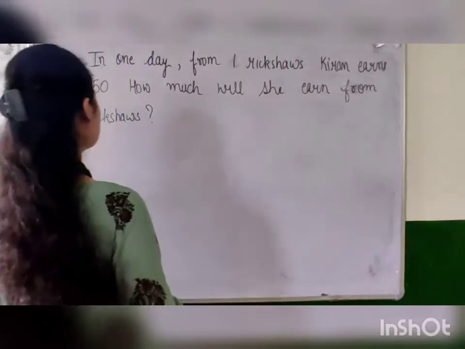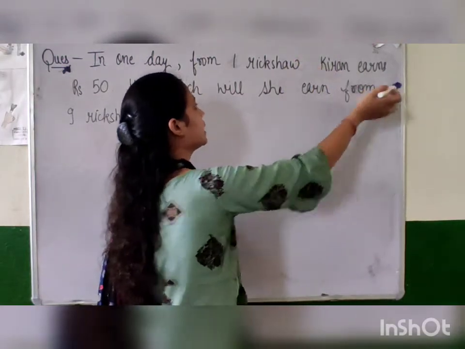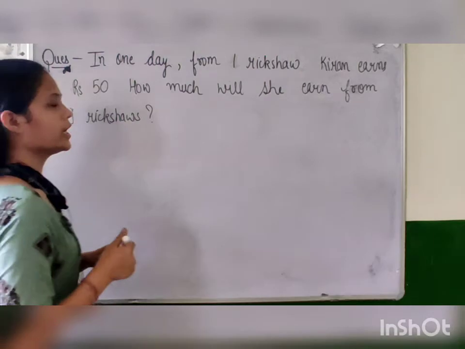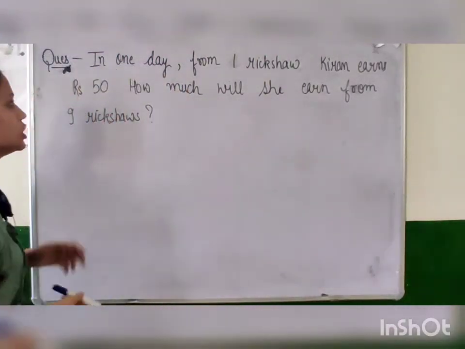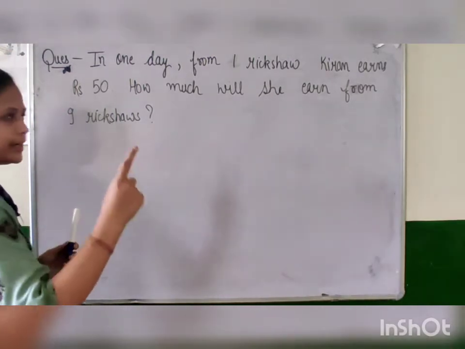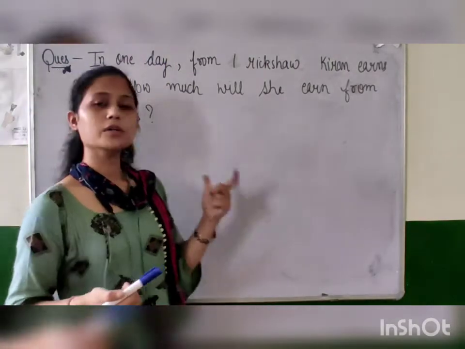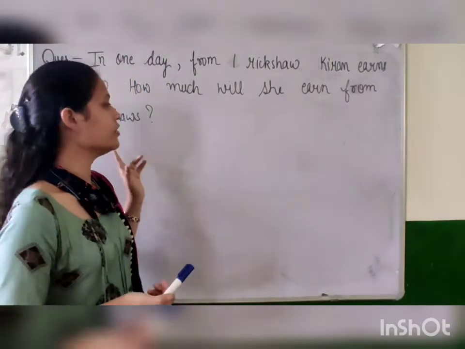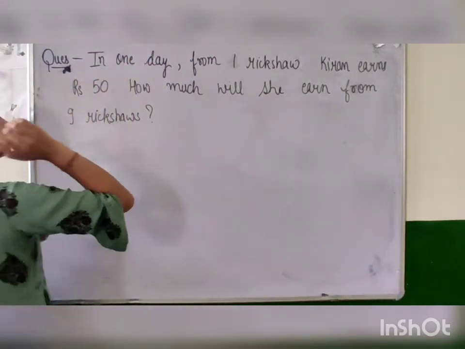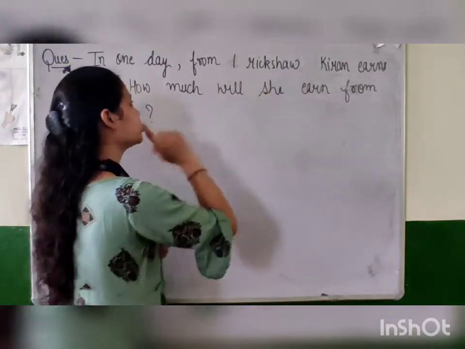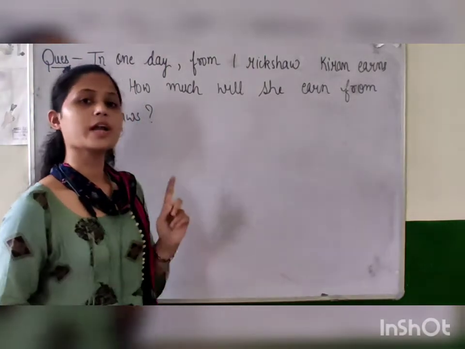Now the next question is, in one day from one rickshaw, Kiran earns rupees 50. She earns rupees 50 from one rickshaw in one day. So how much will she earn from 9 rickshaws? We are talking about one day only. So in that one day, from one rickshaw she is earning rupees 50. So we have to tell in the same one day, how much will she earn from 9 rickshaws.